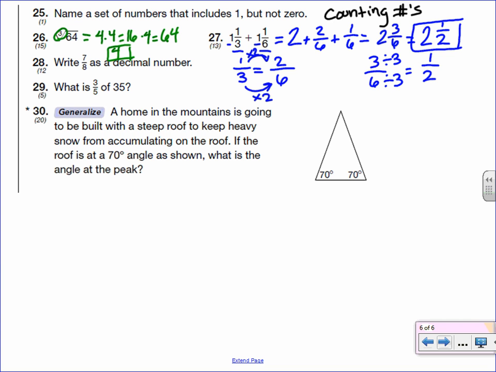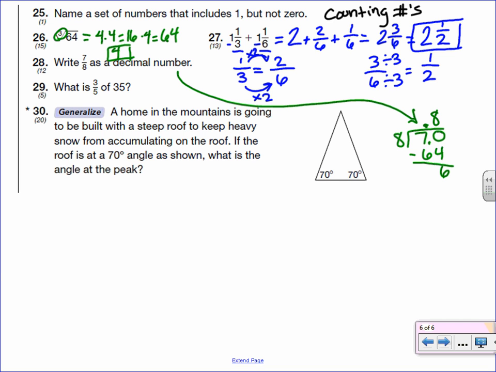Write 7/8 as a decimal number. The way that we do that is we divide 7 by 8. I'm going to do that over here in the space. 7 divided by 8. Well, 8 can't go into 7, so instead of 7, I turn it into 7.0, and then I bring the decimal up above. So 8 goes into 70 now is the question. 8 goes into 70 8 times, because 8 times 8 is 64. 70 minus 64 is 6.